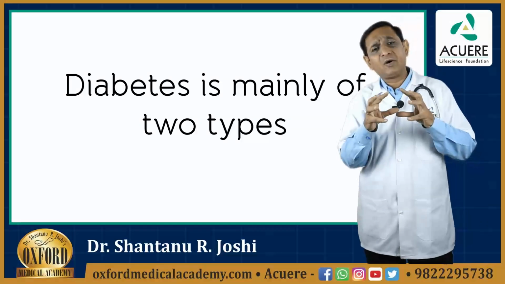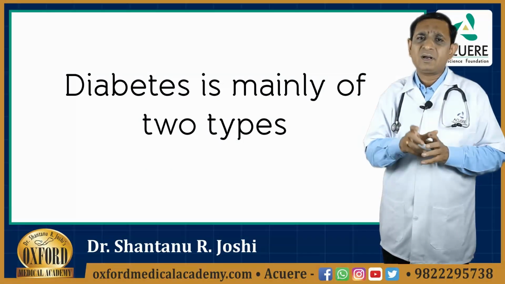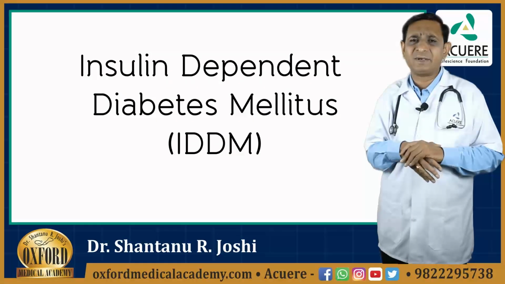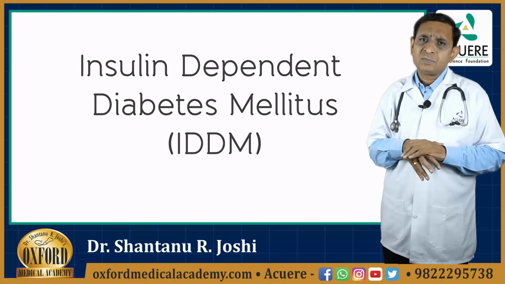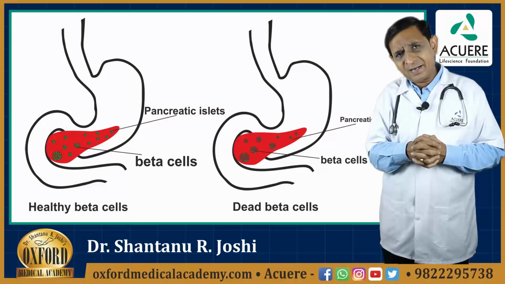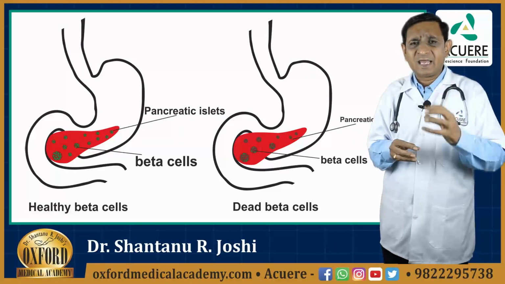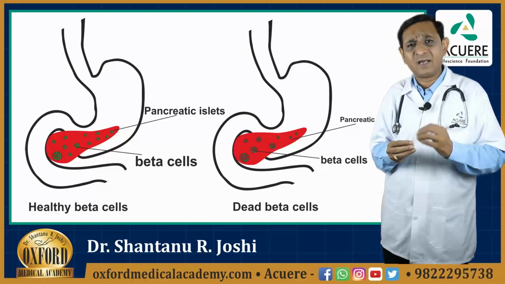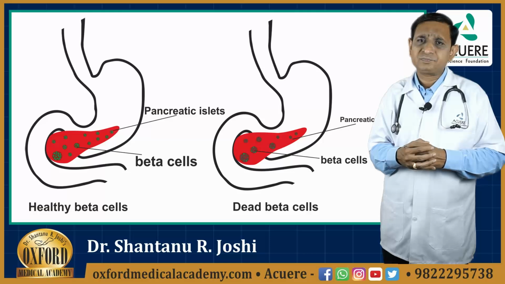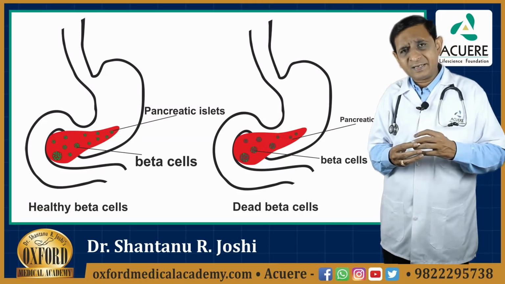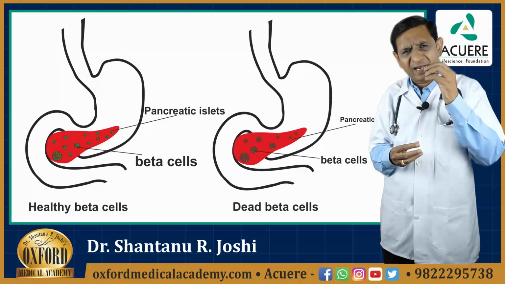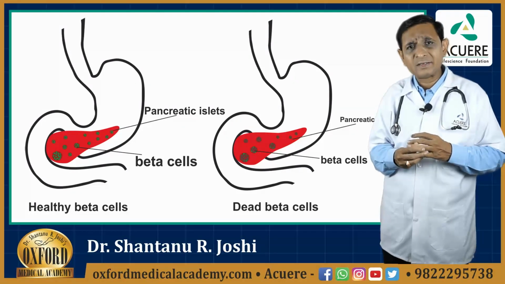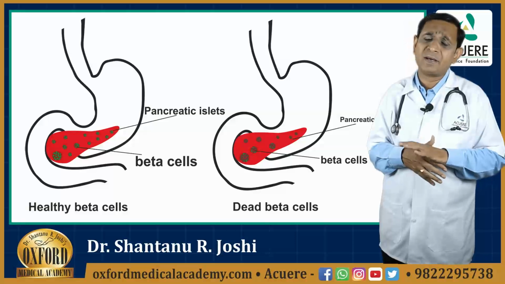Diabetes is mainly of two types. Type 1 diabetes, also known as insulin dependent diabetes mellitus. In type 1 diabetes, there is death of the beta cells of the islets of Langerhans of the pancreas, and hence either there is very little secretion of insulin by the pancreas, or no secretion of insulin at all.